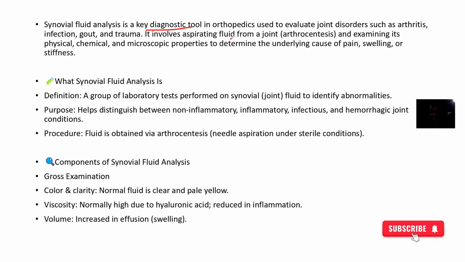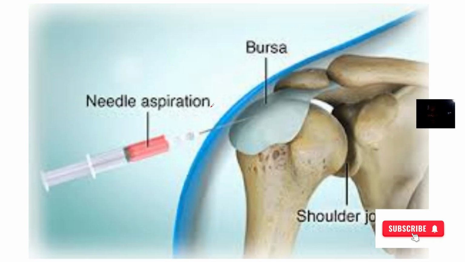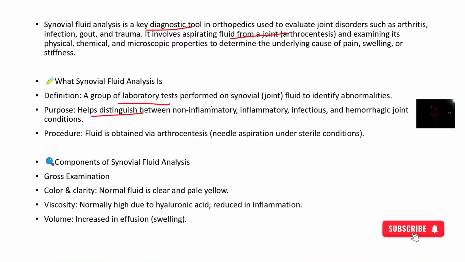So of course you are aspirating fluid from the joint, that's arthrocentesis. Then you are examining it, you are sending it to the lab so that they can do a lot of things, including culture. So the definition is just a group of laboratory tests, and it's usually performed on the synovial joint. Okay, that's to access the synovial fluid and send it for assessment. So the purpose is to help distinguish or confirm non-inflammatory conditions, okay, inflammatory conditions, infectious conditions, hemorrhagic conditions, right?